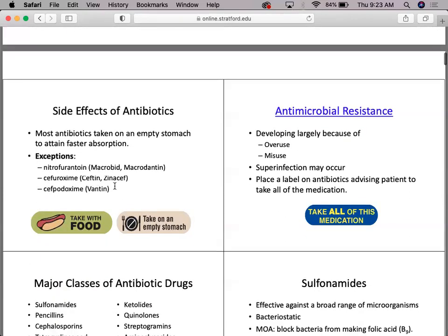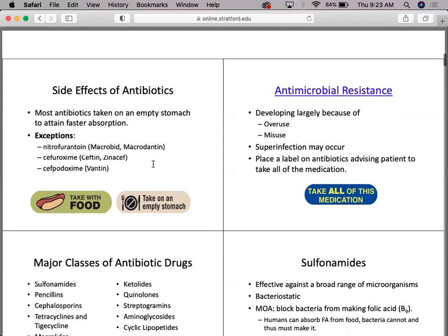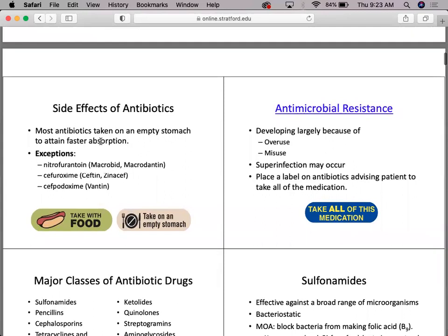Now, remember I mentioned antibiotic side effects? Did I ever mention really, really specific? No, it's more of generalities. For example, side effects of antibiotics, most common, right? So I don't have to know the exceptions or things like that.